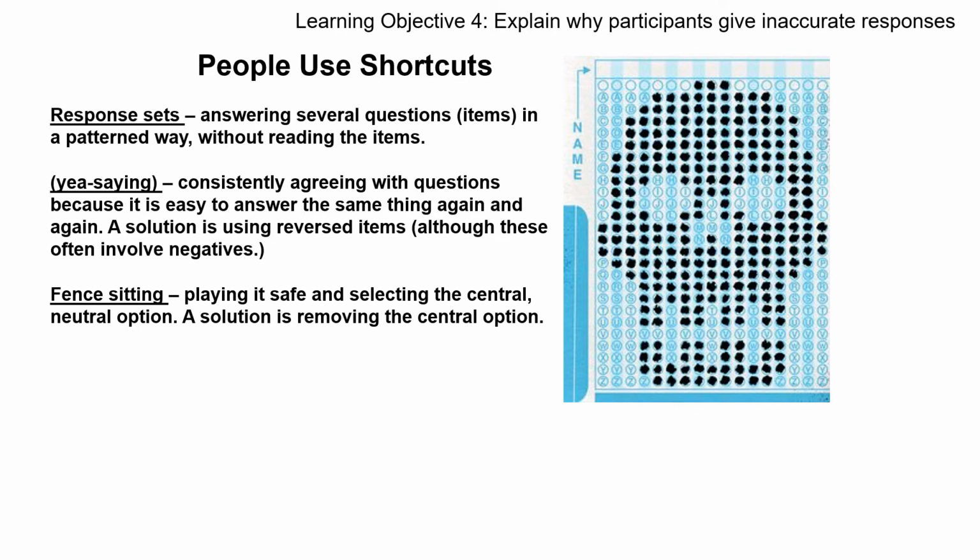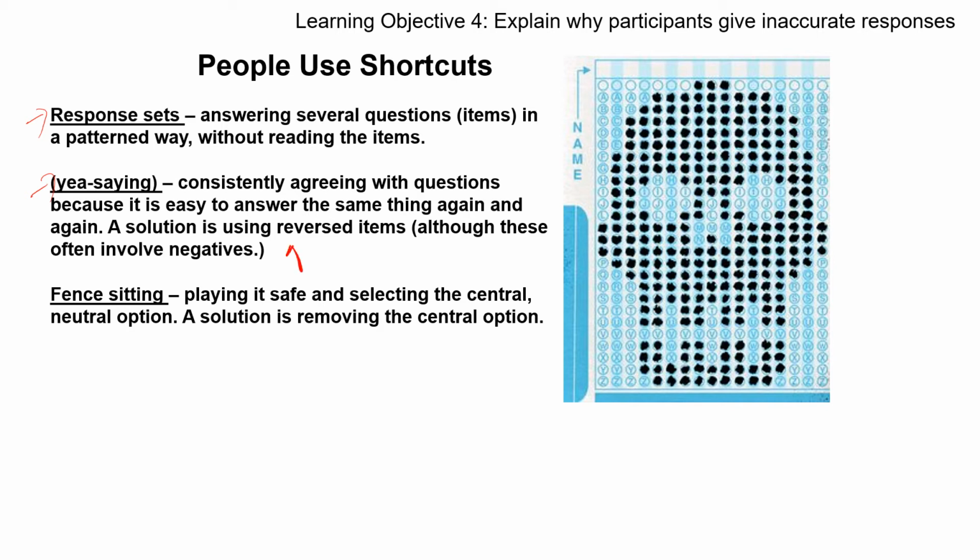Which gets us to the next learning objective, and that is explain why participants give inaccurate responses. There are 3 reasons. First is that participants will respond in a patterned way, response sets. When answering several questions, they might just, without reading the items or barely reading the items, keep going with strongly agree, strongly agree, strongly agree. Another one is yea-saying, where participants will consistently agree with questions because it's easier to answer the same thing again and again.